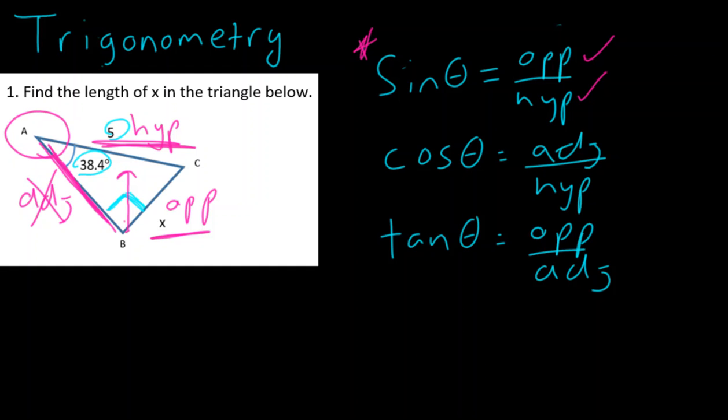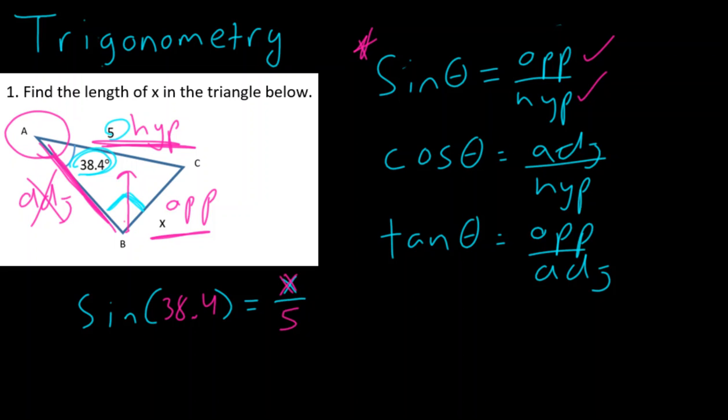So how do we set up sine theta? Well, we're going to write sine, and theta represents the angle. So our angle from here was 38.4. And we're going to set that equal to the opposite, which was our x value, over the hypotenuse, which was that 5. And I should have done the x in purple as well. Let me just go over that one right there.